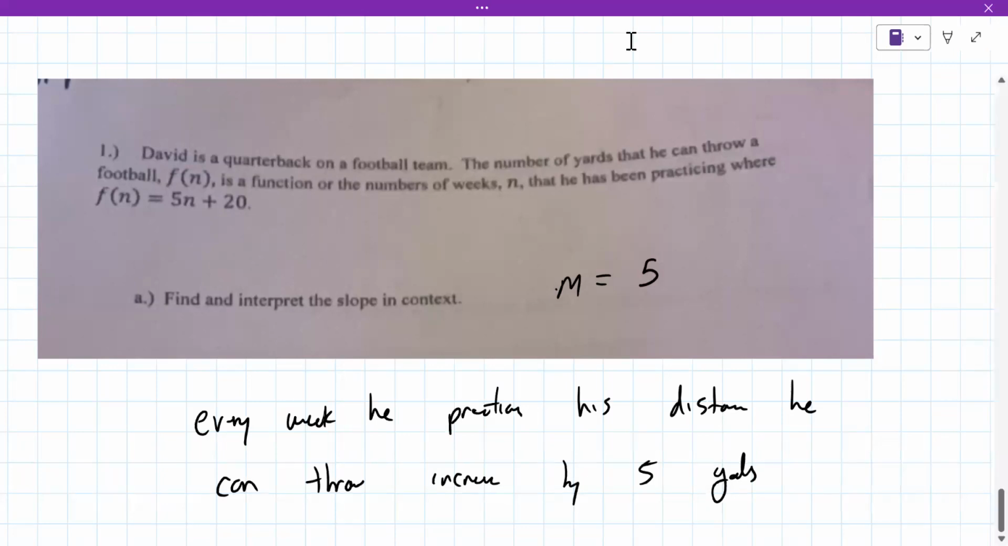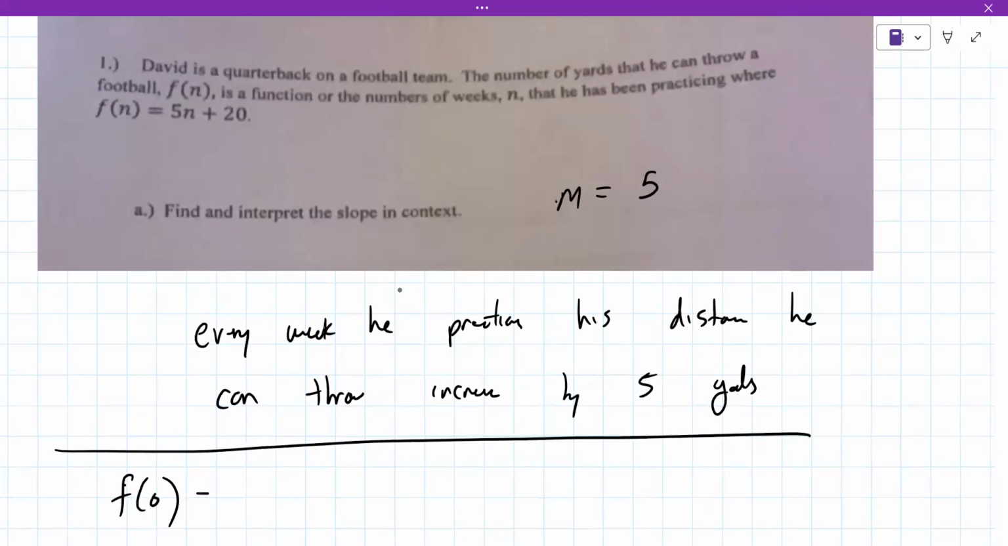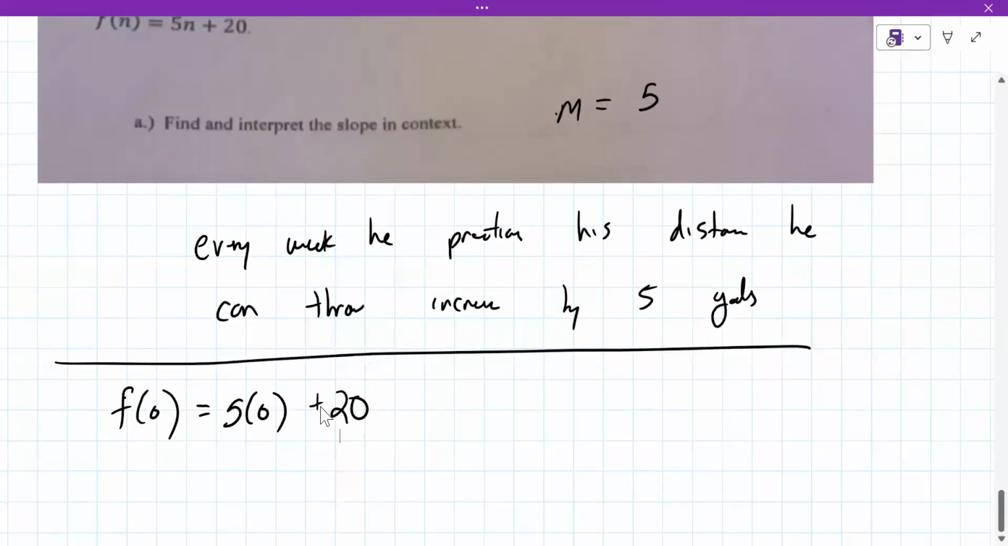Let's next look at the intercept. So let's look at f of 0. That means putting 0 in for n. What does that evaluate to? What is 5 times 0 plus 20? 5 times 0 plus 20 is just 20. And what does that mean? That's week 0, but what happens on week 0? That means he throws 20 yards week 0. Exactly. So some sort of words like that are needed.